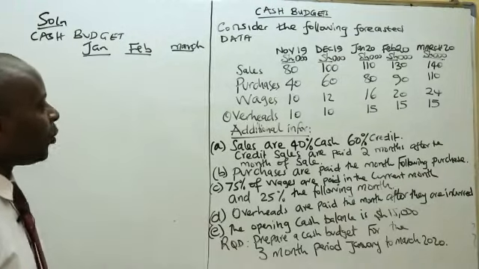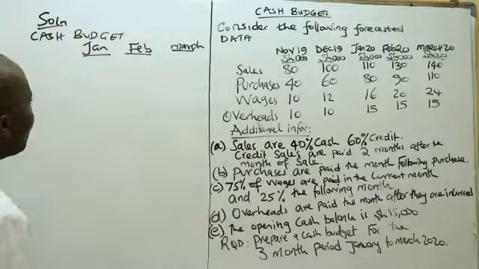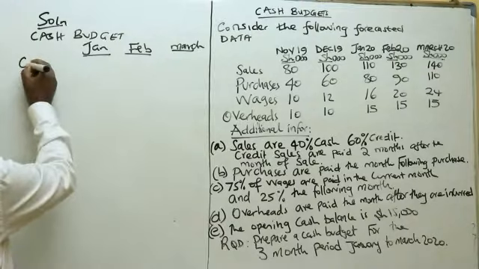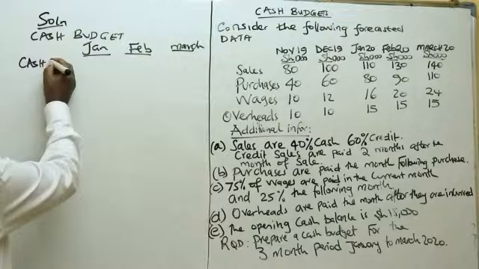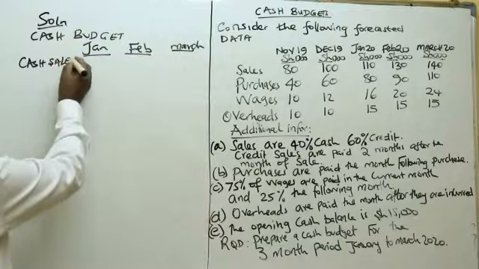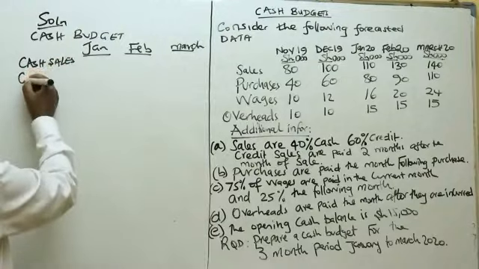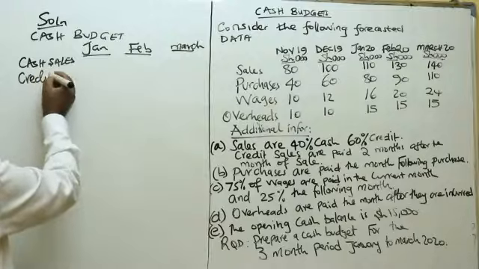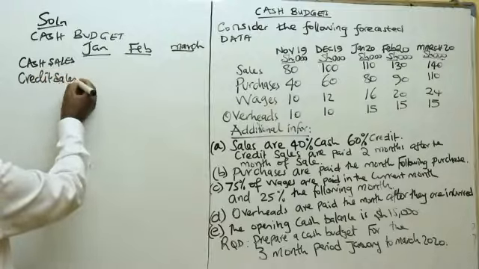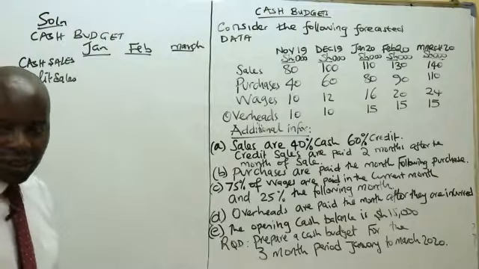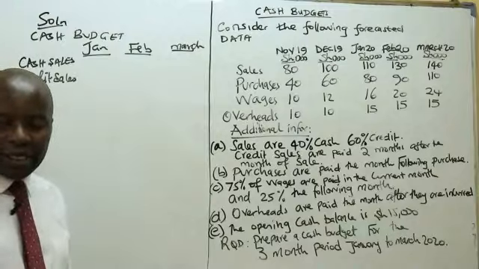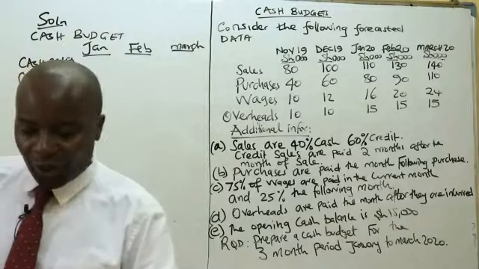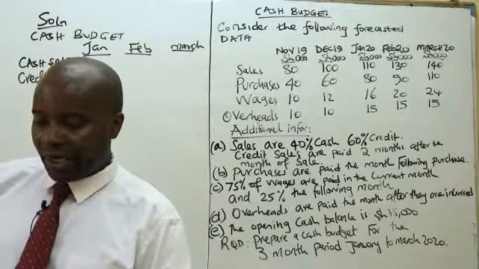So we begin with sales. Sales, of course, we have the cash sales. And then we have here credit sales. Very easy. Cash sales and the credit sales.